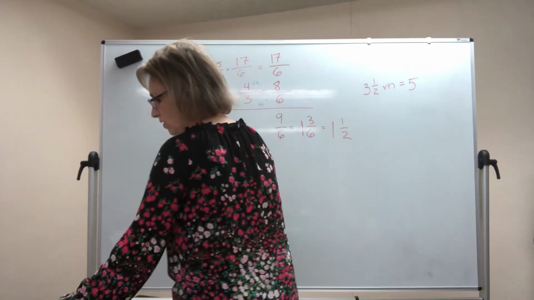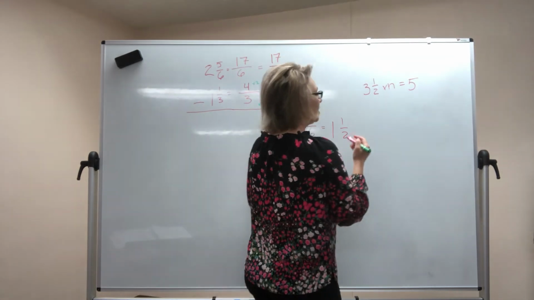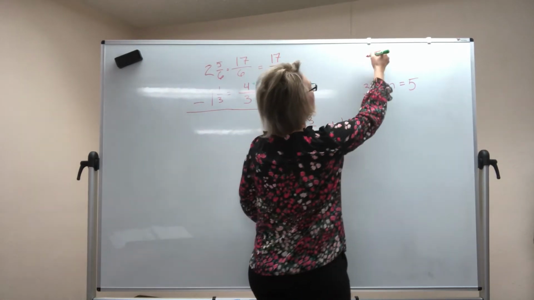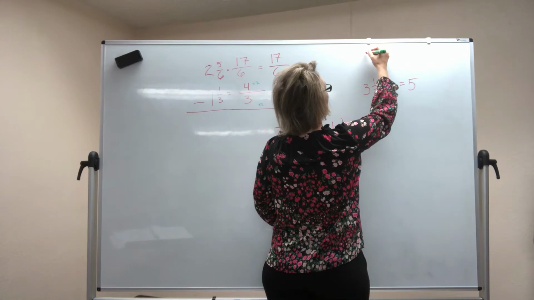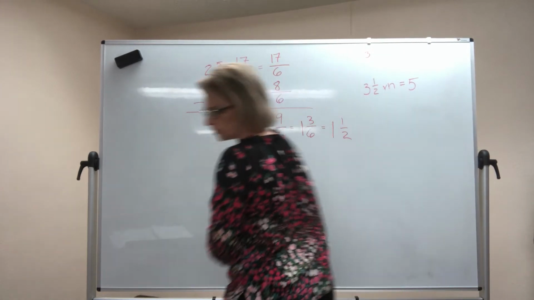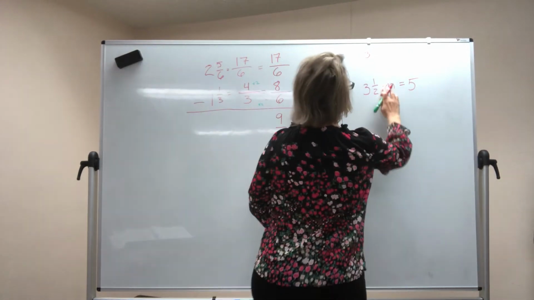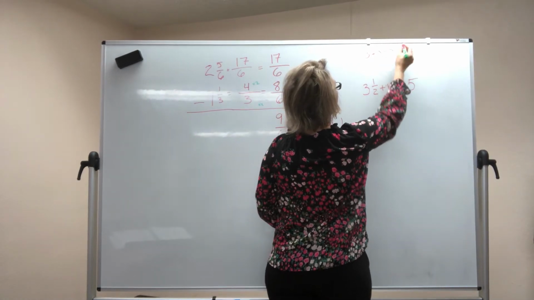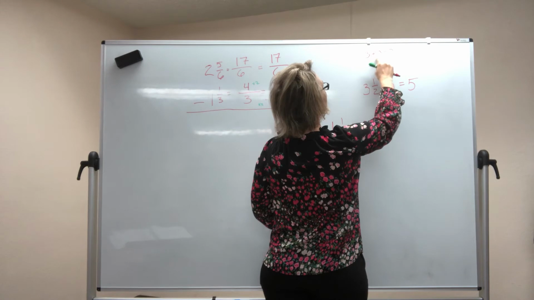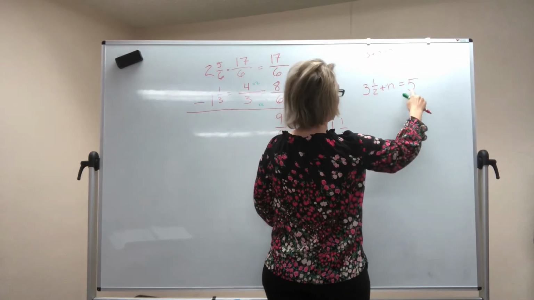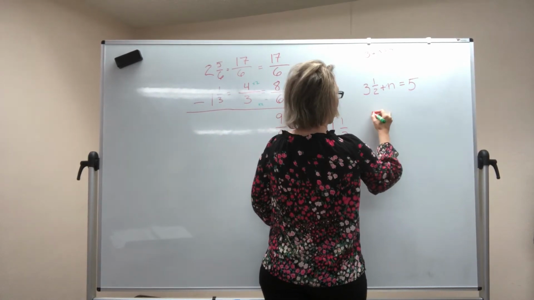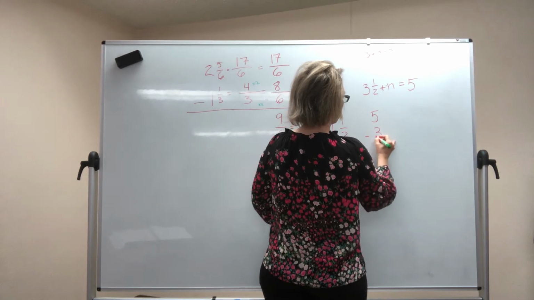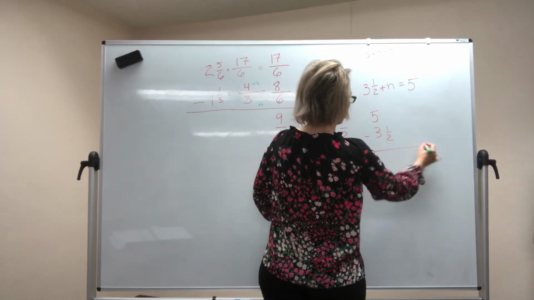So if we want to solve for n, think about if this was just a plain number. If it was 3, is that plus or times? Plus. I didn't write that very neatly. I can't even read my writing. 3 plus n equals 5. Do you see how we'd go 5 minus 3 equals n? So down here we're going to go 5 minus 3 1/2. Okay?